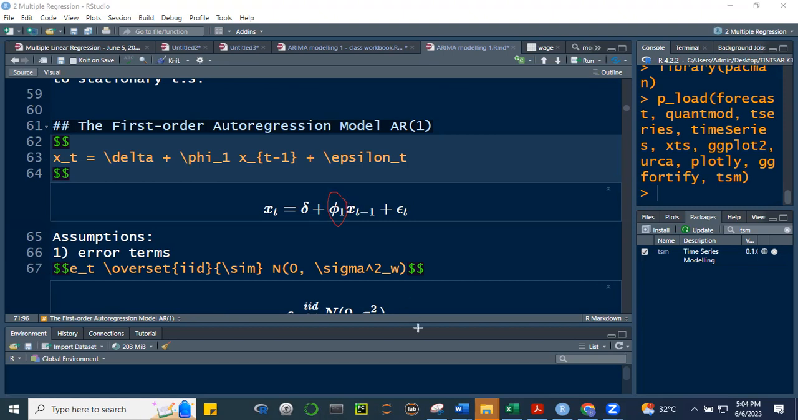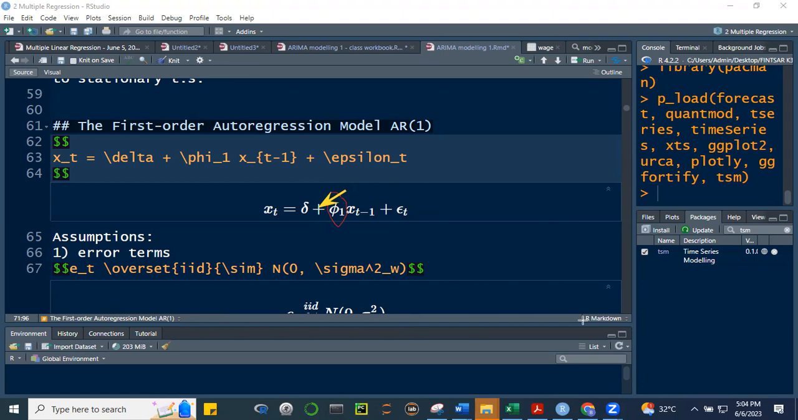This value here, class, the absolute value niyan should be less than 1. Hindi siya pa pwedeng maging 1, hindi siya pa pwedeng maging more than 1. We will explore that as we go along.